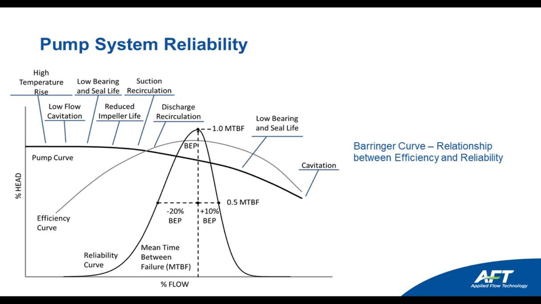So whenever you're operating your pump system, think of this curve and have in your mind what the pump curve looks like and the efficiency curve, and then think about what flow rate you're actually operating at. And if you're operating far away from the BEP, just keep in mind that the pump is going to be less reliable in those cases, and you're going to have shorter times between each failure that occurs.